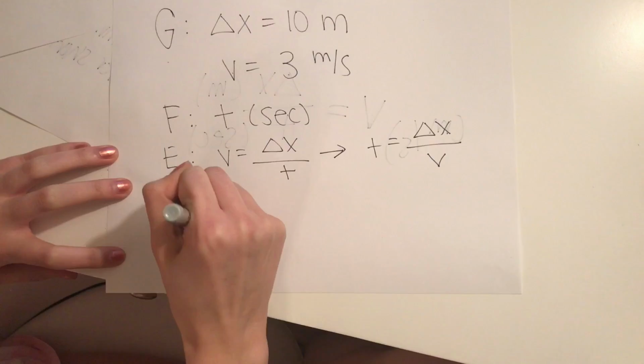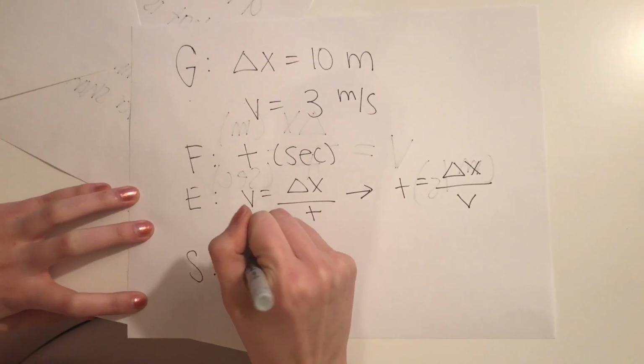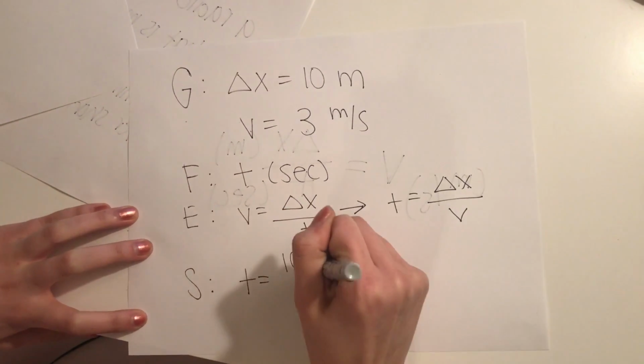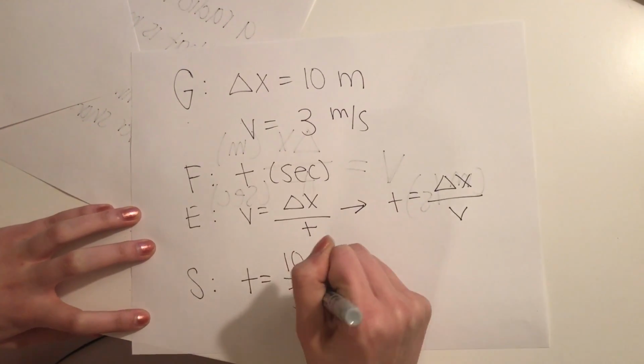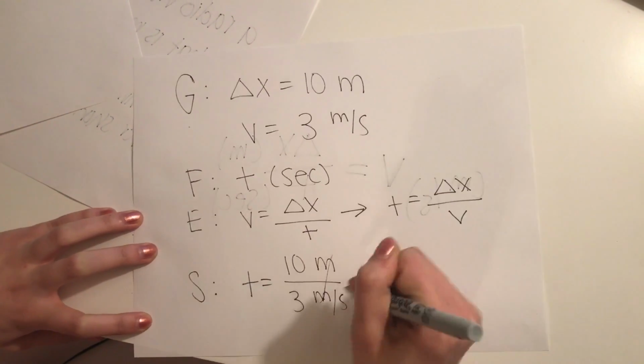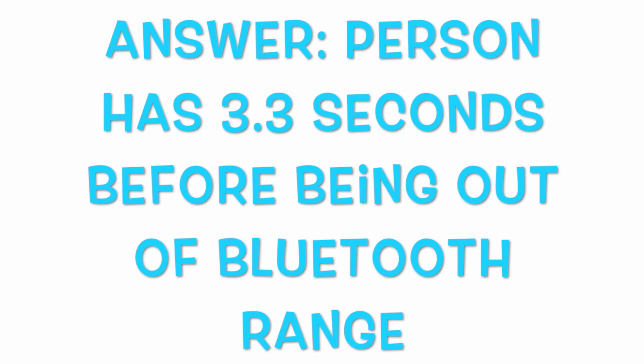To solve, you plug in what your givens are. Time is equal to 10 meters over 3 meters per second, and using sig figs, you can find that the answer is 3.3 seconds, which means that the person has 3.3 seconds before being out of range with the Bluetooth device.